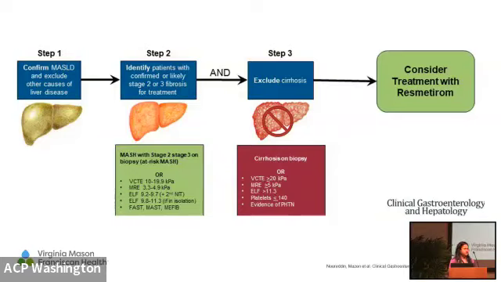So the first step is to confirm that your patient has MASLD and doesn't have any other conditions that could explain the steatosis. Then you have to stage them with your FIB4, FibroScan, or MR elastography. Once you stage them and you know that they have stage 2 and 3 fibrosis and that you've ruled out cirrhosis, then you could consider treatment with resmetirom.